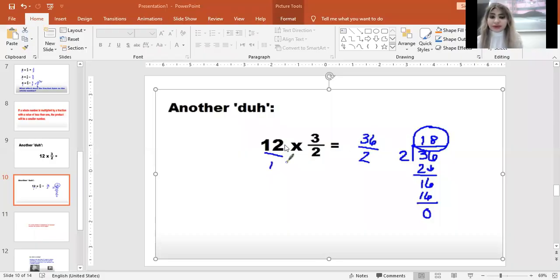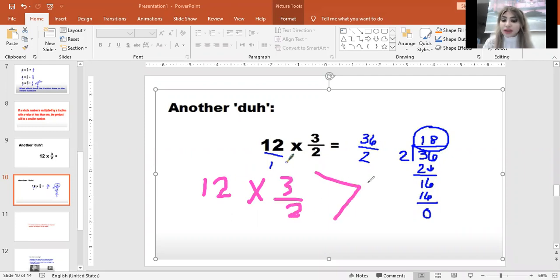So here 12 multiplied by 3 over 2 gave me 18, which is greater than 12. So when I multiply the whole number 12 by a fraction greater than 1, 3 over 2 is greater than 1, I got a value greater than 12. So the answer here, 18, is greater. It will be written like this: 12 multiplied by 3 over 2 is greater than 12.